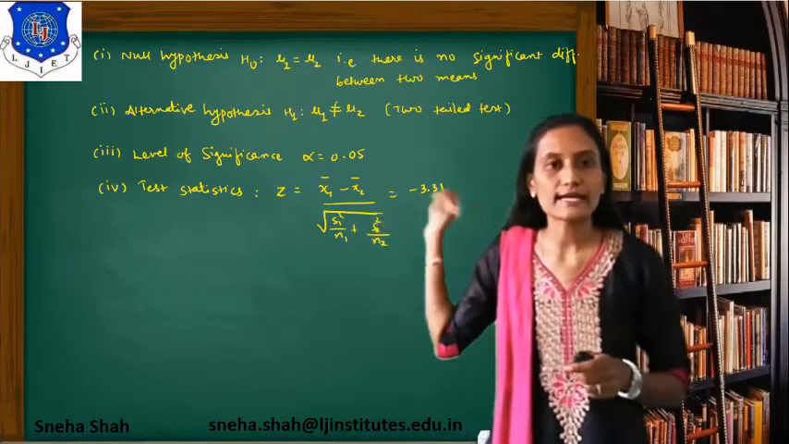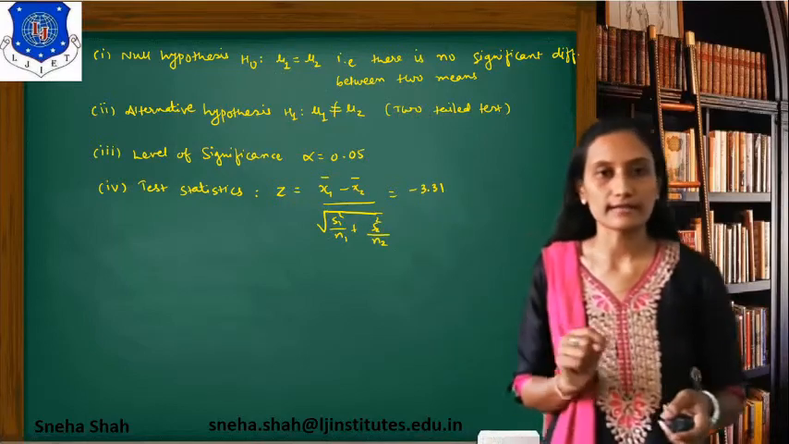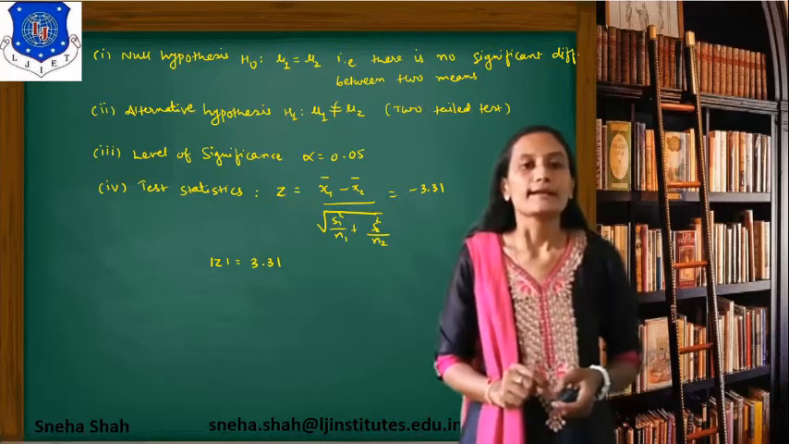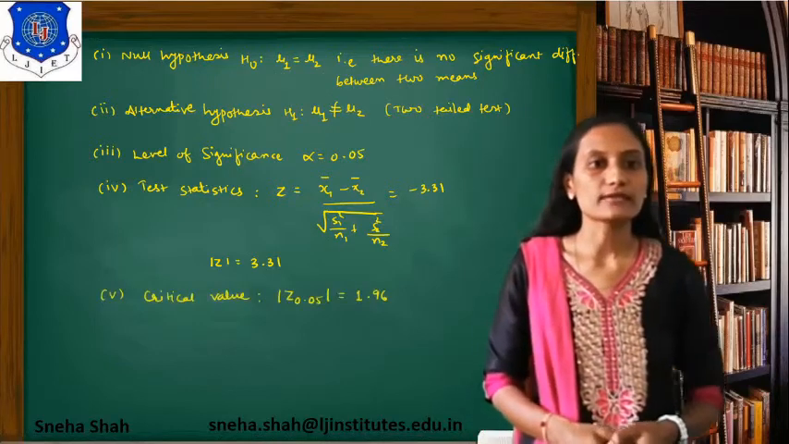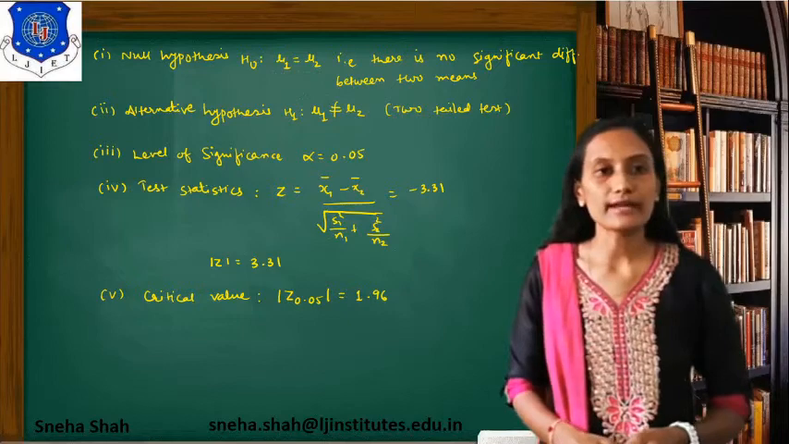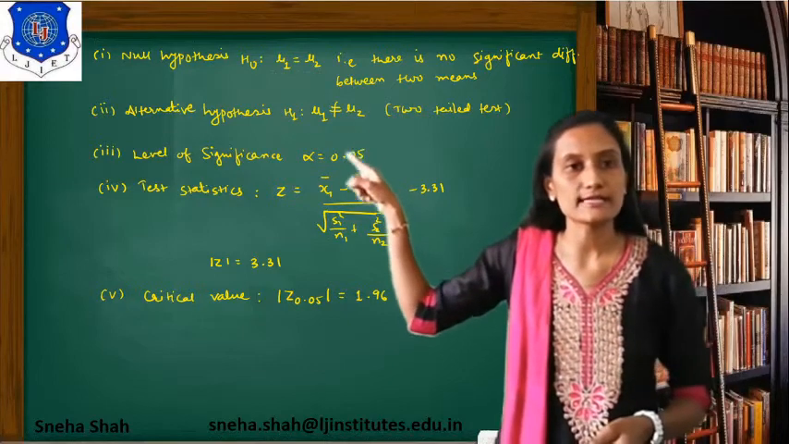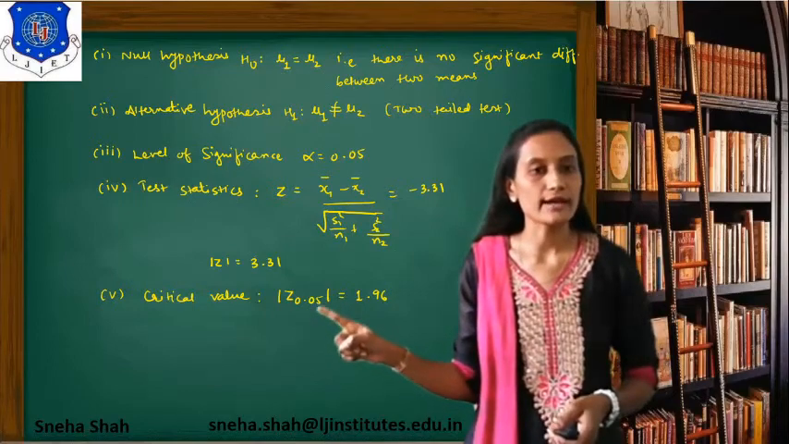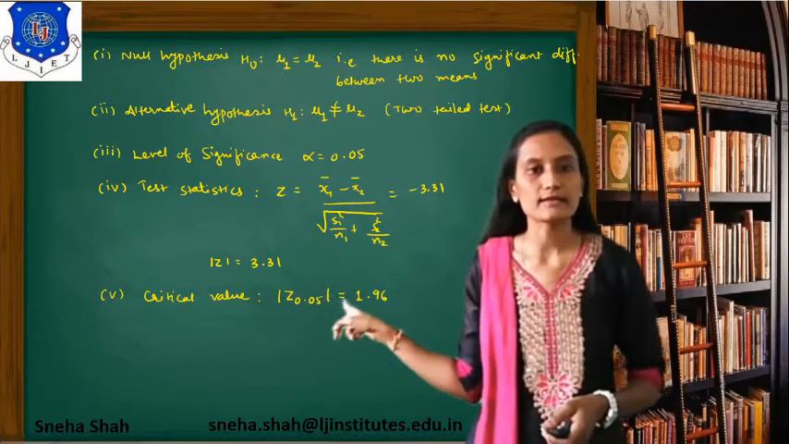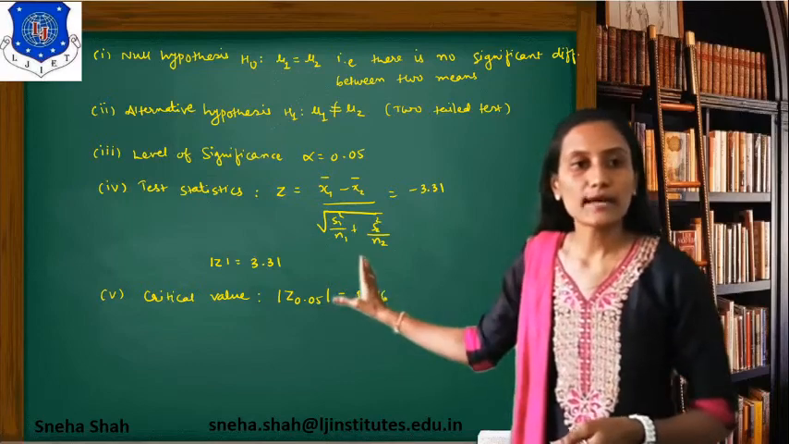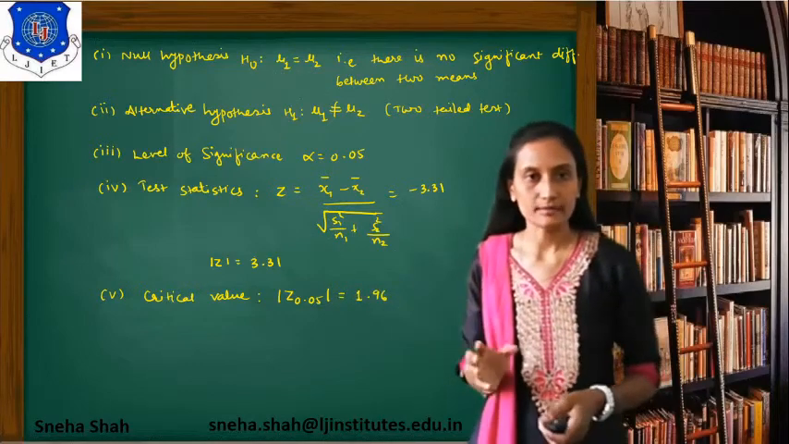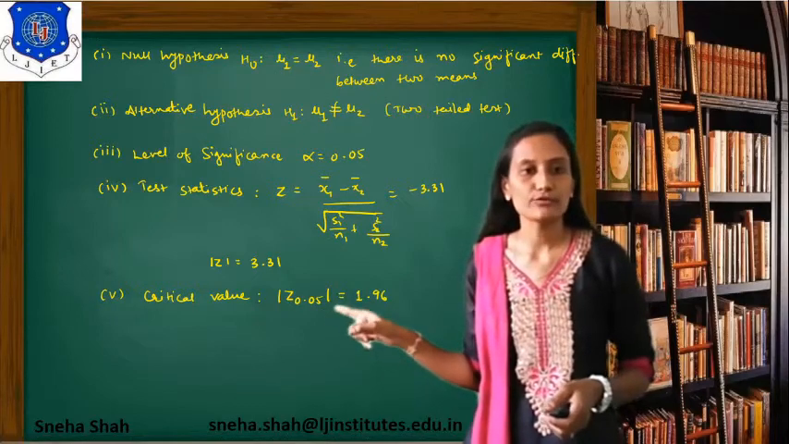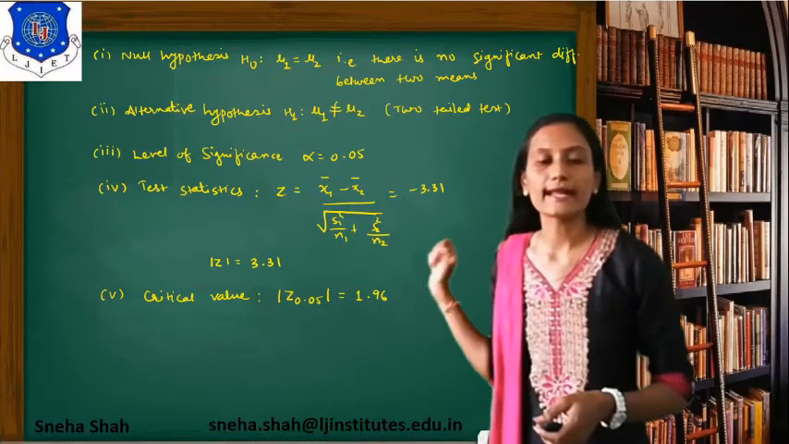Now we take the value of mod z. Mod of minus 3.31, so mod z equals 3.31. Now we find the critical value, which is defined as z at 0.05, represented as z 0.05. Its mod value equals 1.96. This value is found from the z table, so from the z table the value of z at 0.05 equals 1.96.